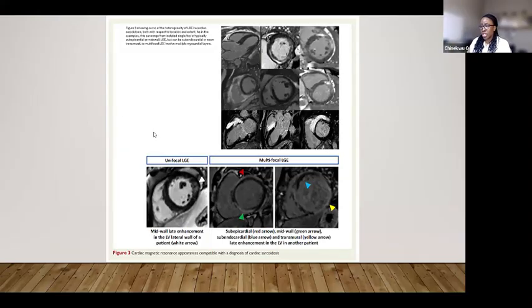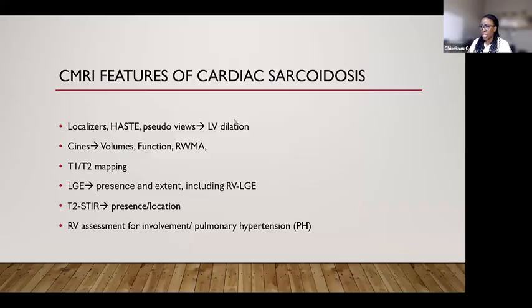And further work has suggested that the more foci of enhancement a patient has with cardiac sarcoidosis, the worse their outcome, unfortunately. So our protocol is as described, and we basically want to assess function, but most importantly, gadolinium enhancement. T1 and T2 mapping are surrogates. They don't really tell us yes or no in any specific way, but it's actually the presence, extent and pattern of gadolinium enhancement that clinches the diagnosis.